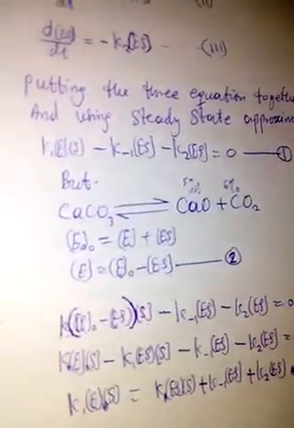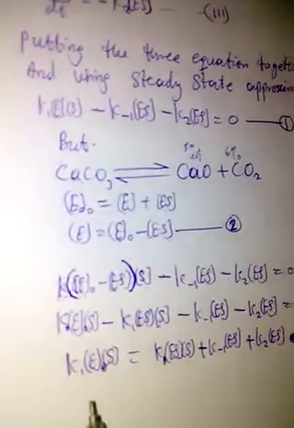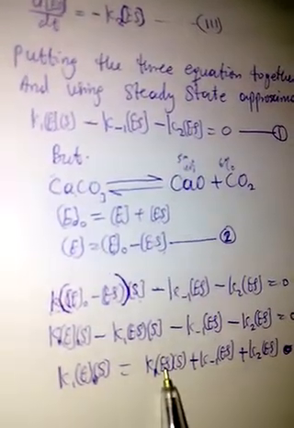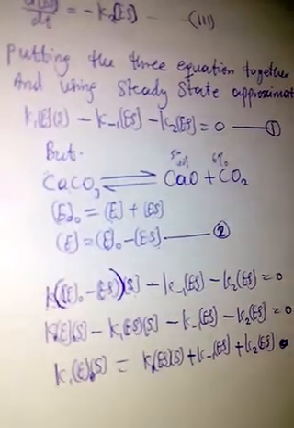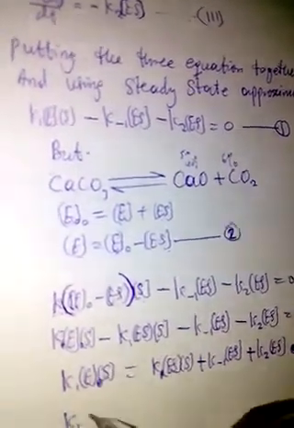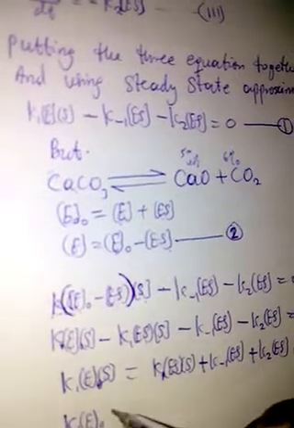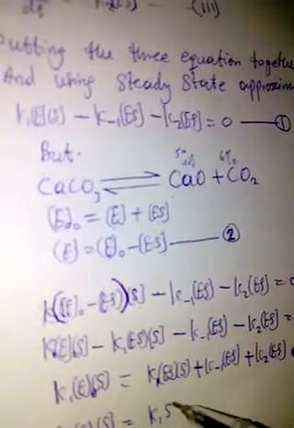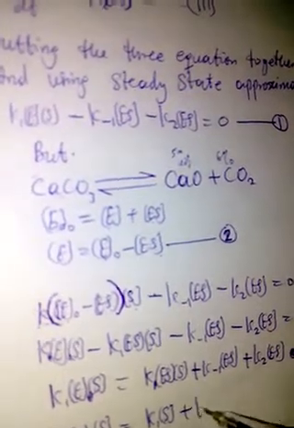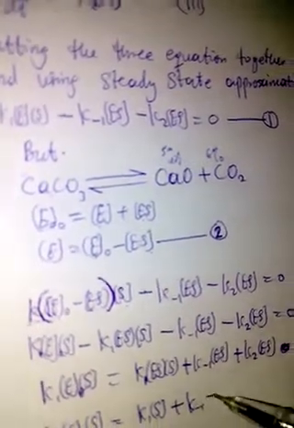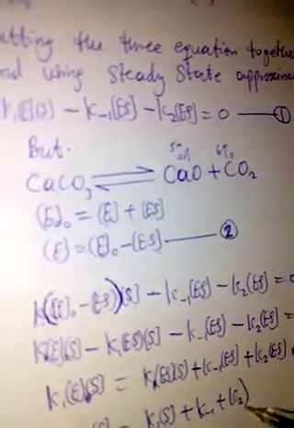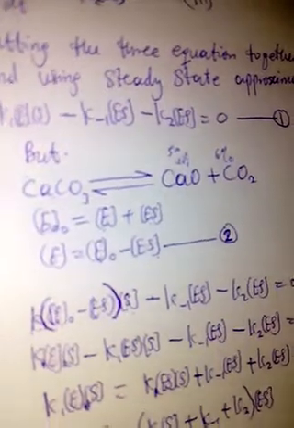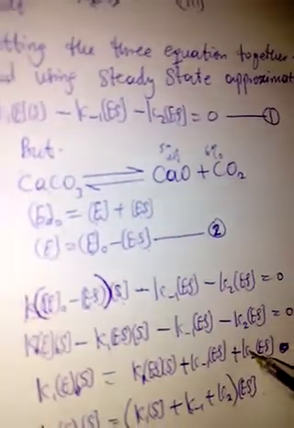So when I have this, I can bring ES outside the bracket and bring everything together. I have K1 E0 S equals to K1 S plus K minus 1 plus K2, everything in a bracket, times ES. So that when I multiply this by this, I get this back.